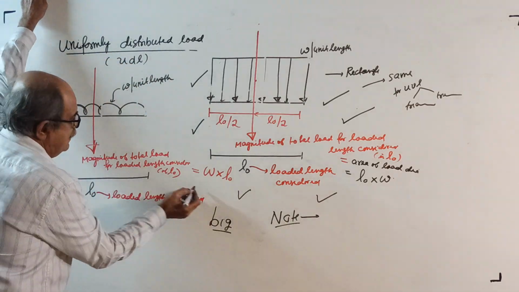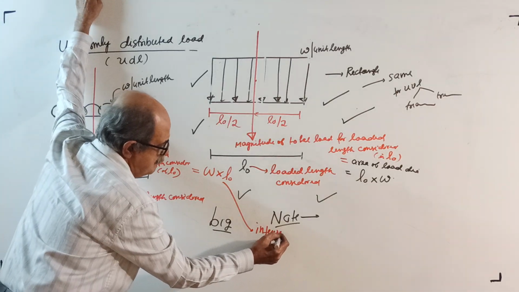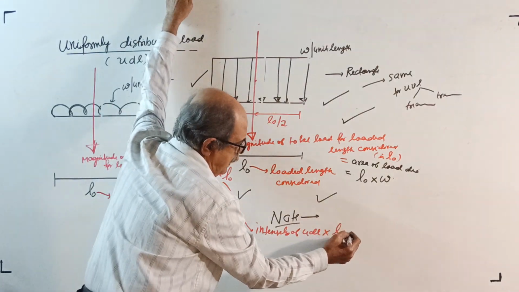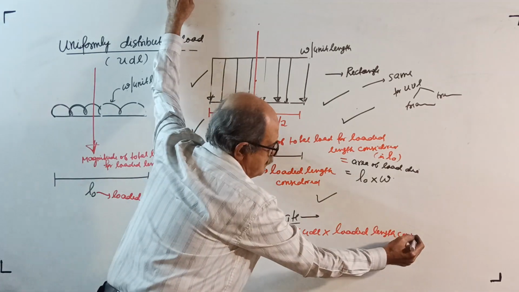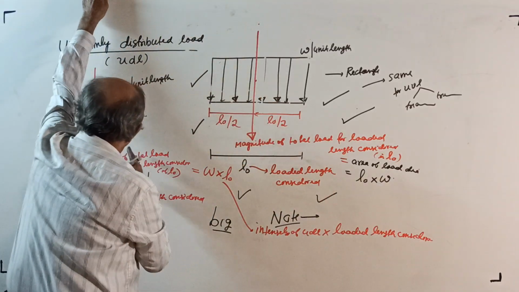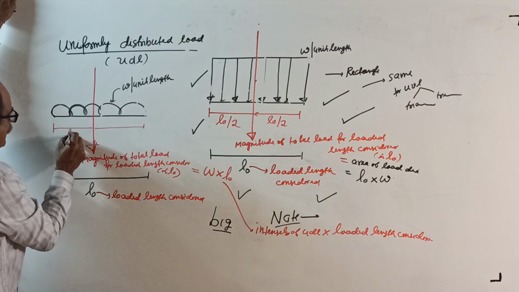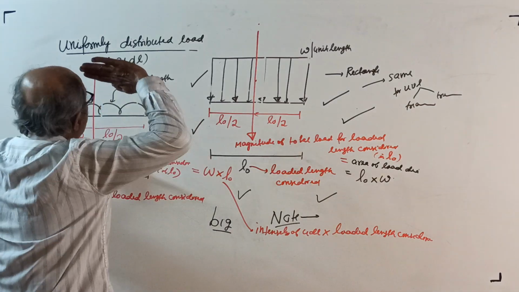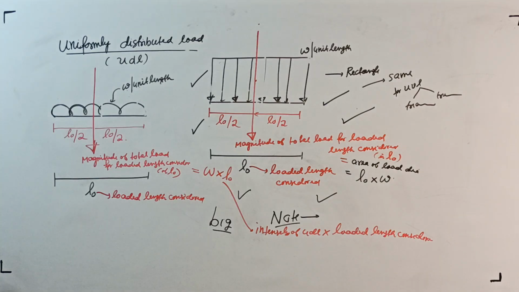How you got it? That is intensity of load, intensity of UDL into loaded length considered. Loaded length considered. Over. Now, where is it acting? From here, center. This L naught means L naught by 2 and L naught by 2. Now, I will say goodbye to UDL. Further it will come in the example. That's why I said final explanation.